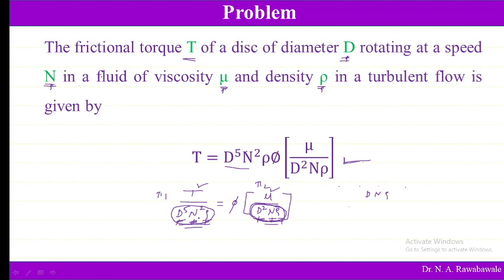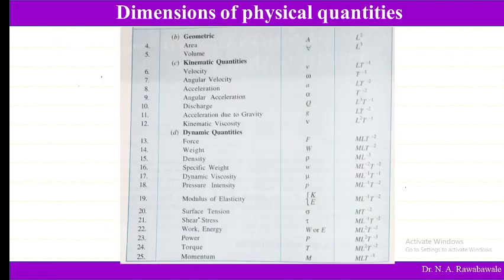Now we see how to simplify this. The new term given here is rpm, speed, revolutions per minute. Angular velocity has dimension t to the power of -1. This is to be remembered, either it may be n or omega.